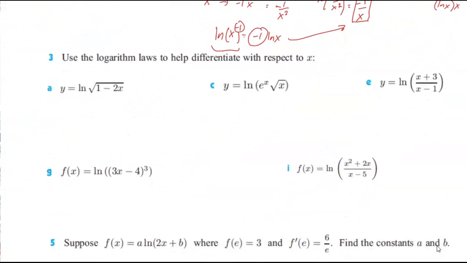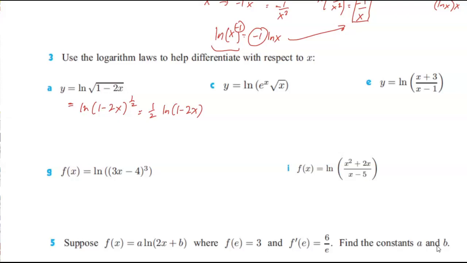Number 3, use the log laws to help differentiate with respect to x. So here, let's rewrite this as natural log of 1 minus 2x to the 1/2. So we could use the exponent rule for logs to put the 1/2 in front. That makes it a little easier, doesn't it?